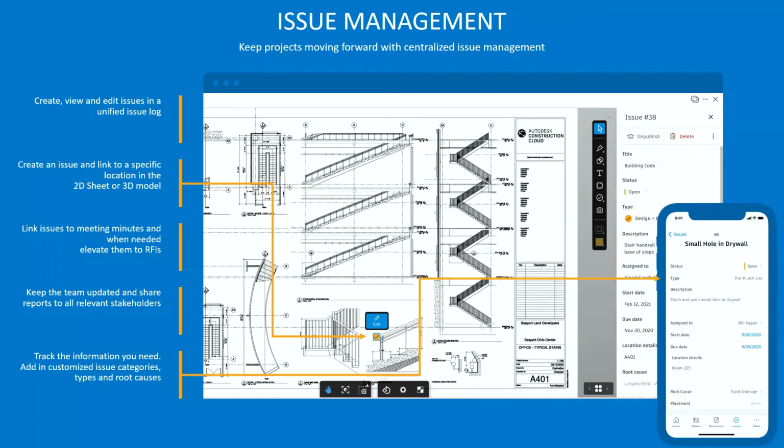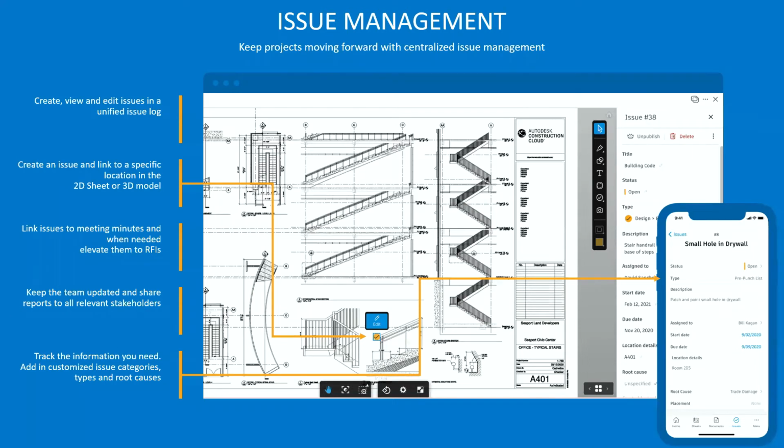You can link issues to meeting minutes as well, which is another key thing there. When you need to elevate things like RFIs, for example, they can be linked. If there was a mention of that in a meeting minute, for example, you can link it together to make it a bit clearer. The team is kept up to date with those reports as well. And depending on the permissions, all of the project stakeholders can have access and review that, to keep on top of it.